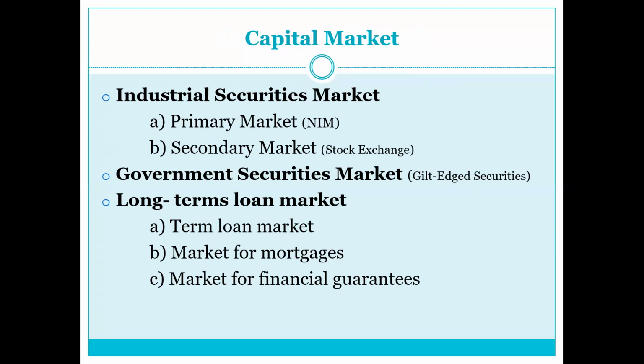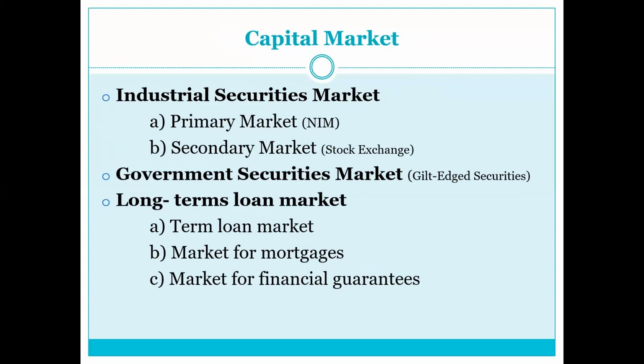Now, the industrial securities market is classified into the primary market and the secondary market. The primary market has got a different name. It is also known as the new issue market, NIM, N-I-M. I have given it in brackets, new issue market. Now, why is it called a new issue market or a primary market?